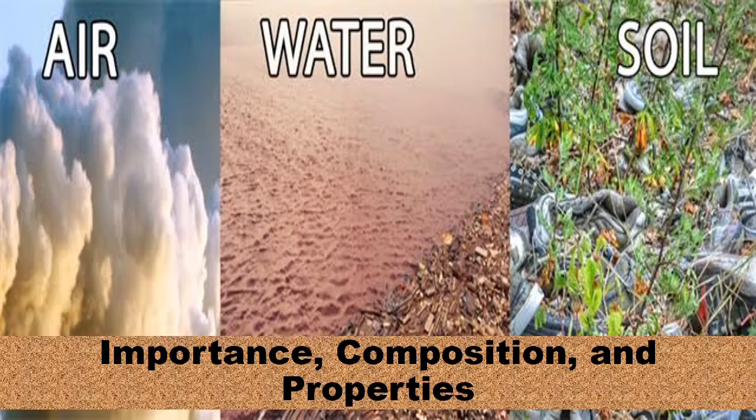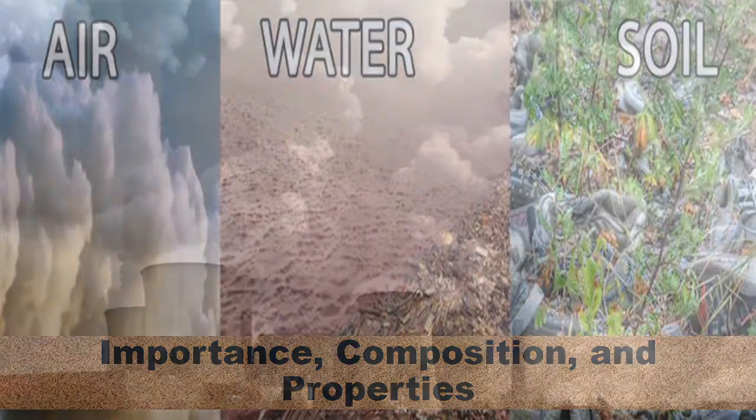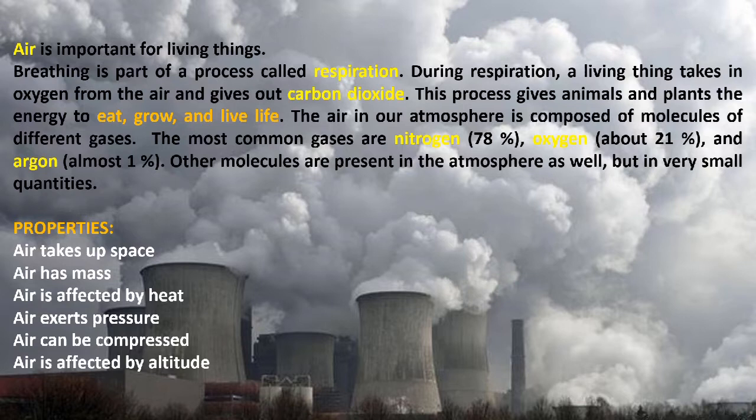So we're going to discuss the importance, composition, and properties of air, water, and soil. Air is important for living things. Breathing is a part of a process called respiration. During respiration, a living thing takes in oxygen from the air and gives out carbon dioxide. This process gives animals and plants the energy to eat, grow, and live life.